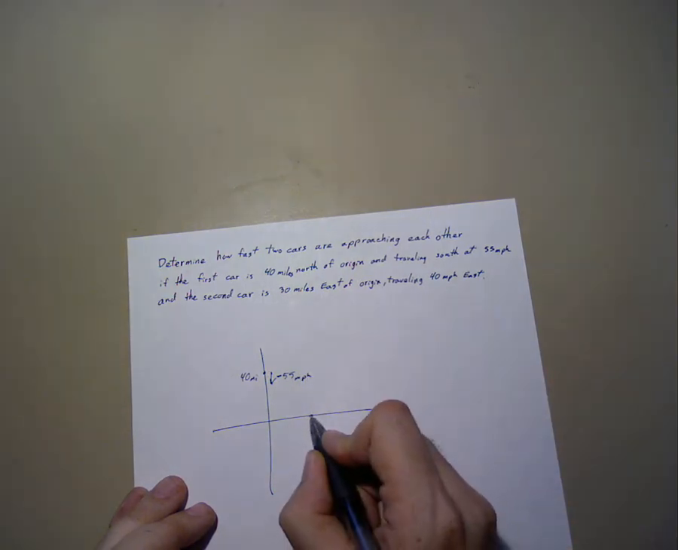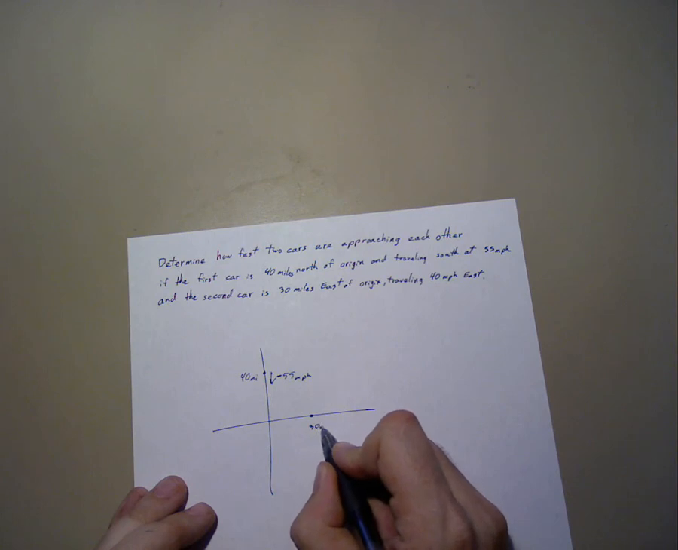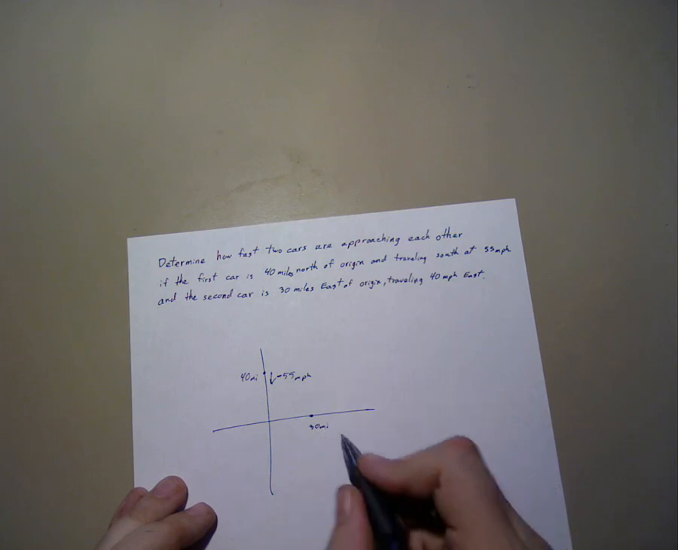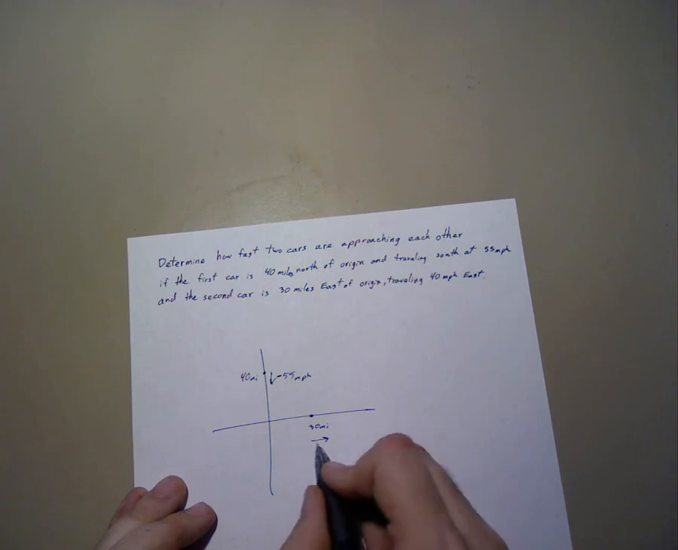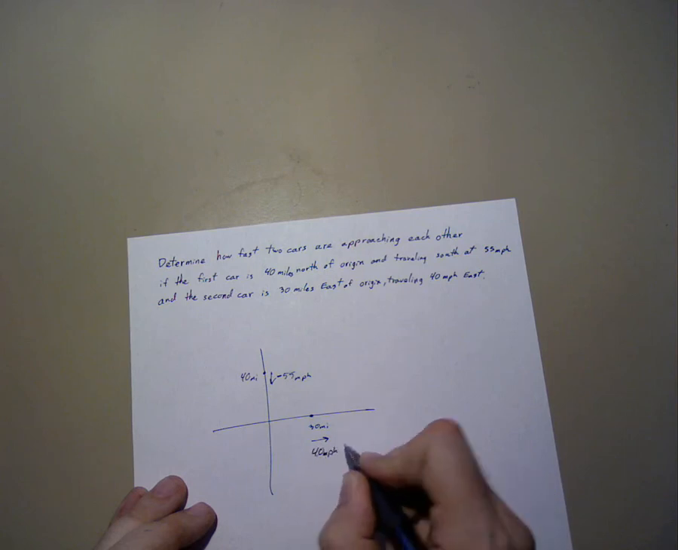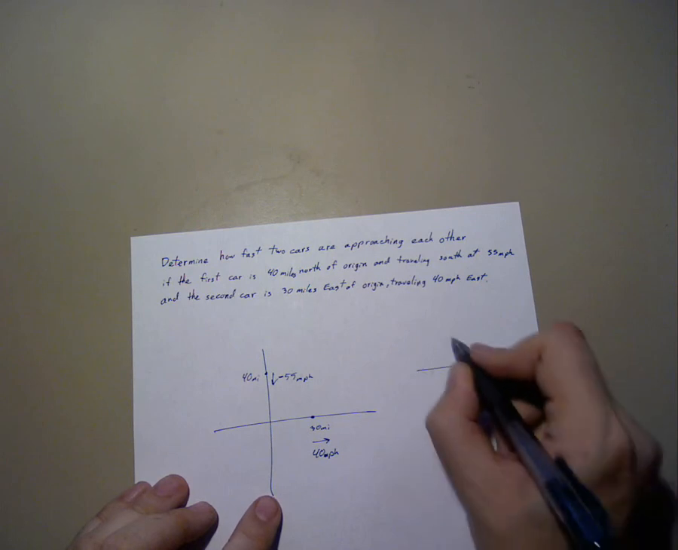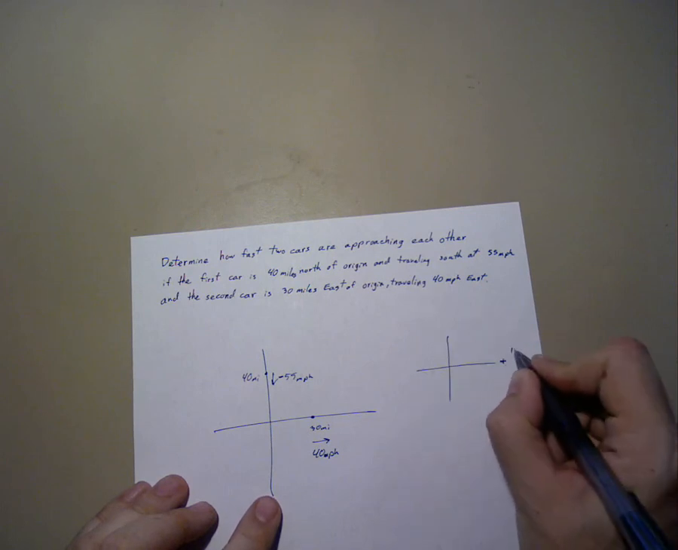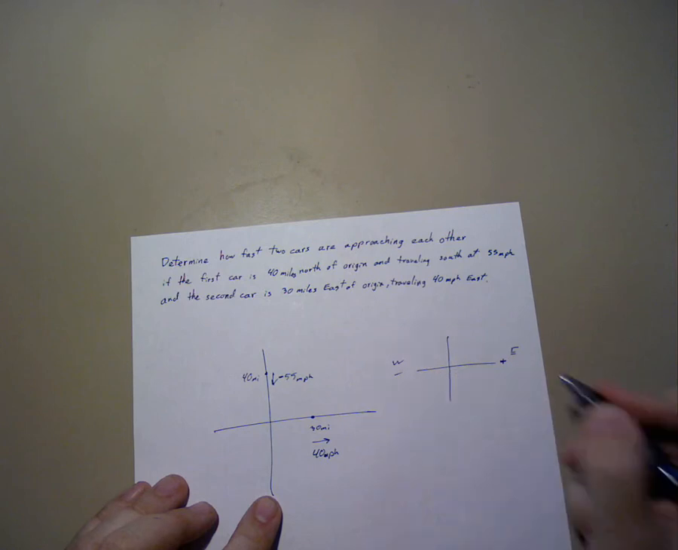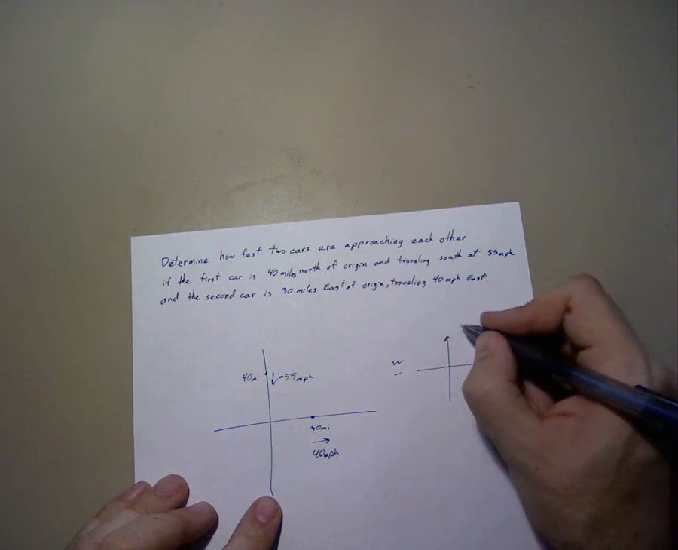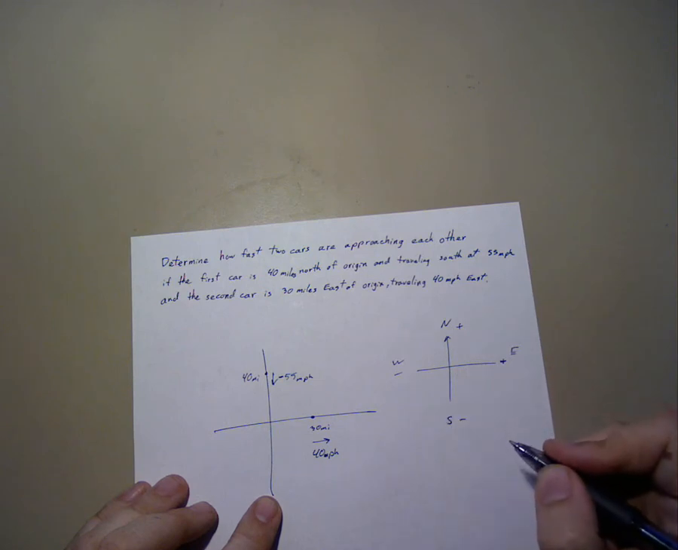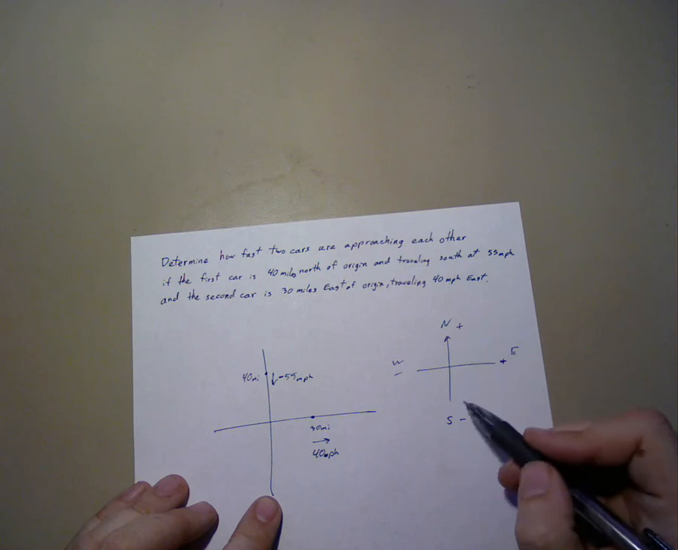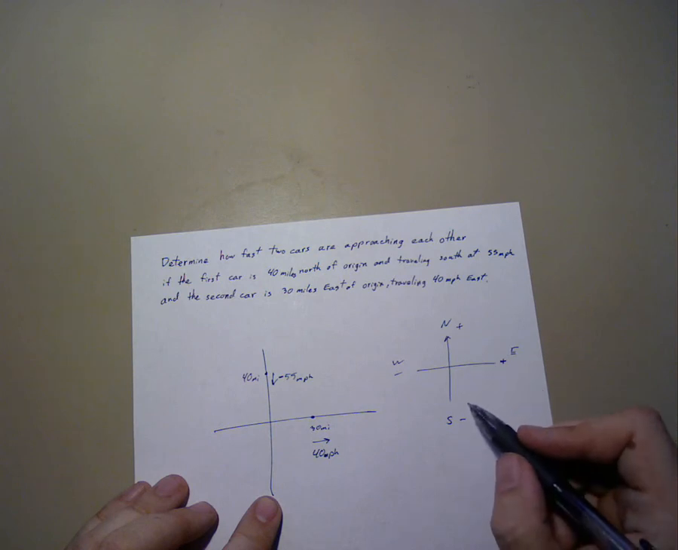We have another car that is at 30 miles, and going east. It's going east at 40 miles per hour. Normally we have east as positive, west as negative, north as positive, south as negative, reflecting the normal right-handed coordinate systems we typically use.